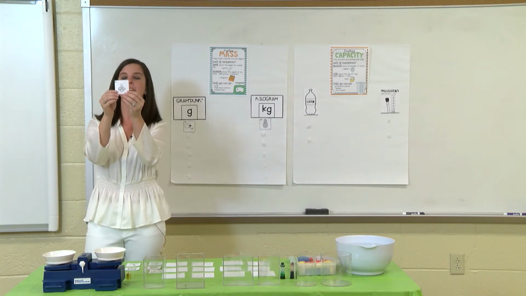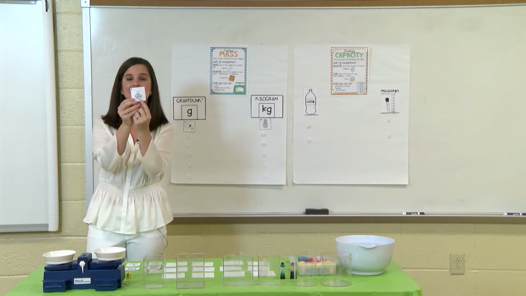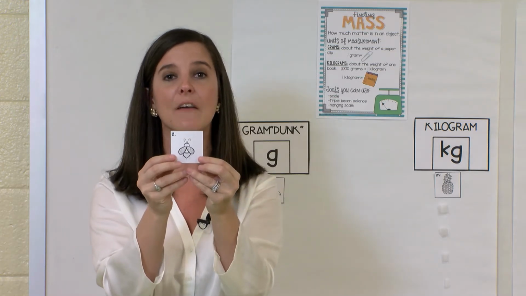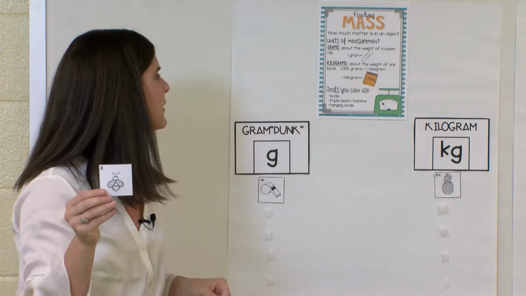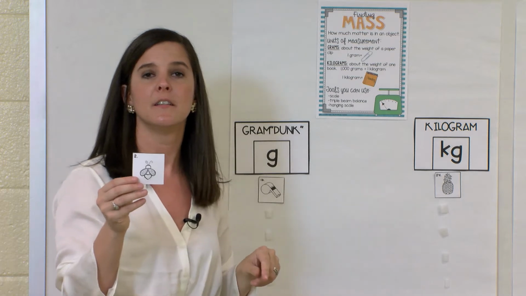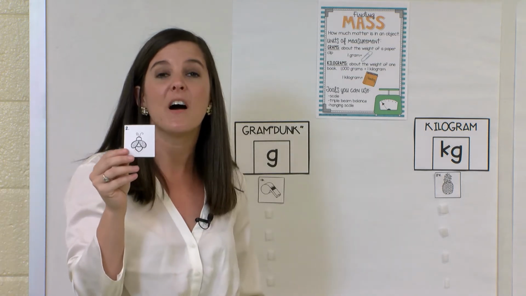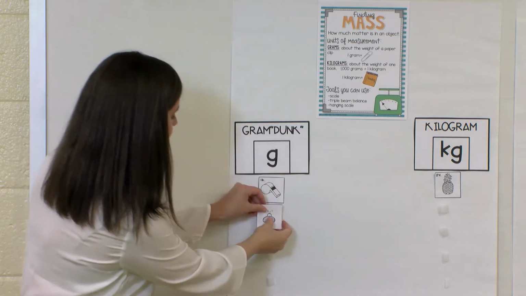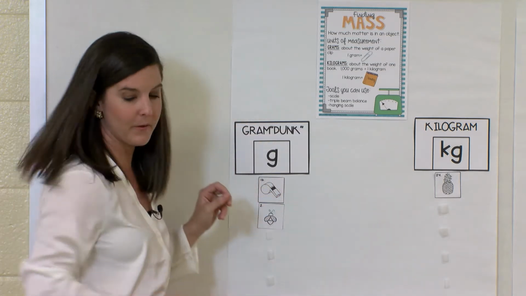Look at this little bug. It might be a lightning bug because I see some little stuff coming out of its tail to show me that. Okay, so we have a little bug. Do you think that we are going to measure this bug in grams or in kilograms? Yeah, it's a little bug, so probably grams, right? So we have another gram dunk. All right, so there's that one.